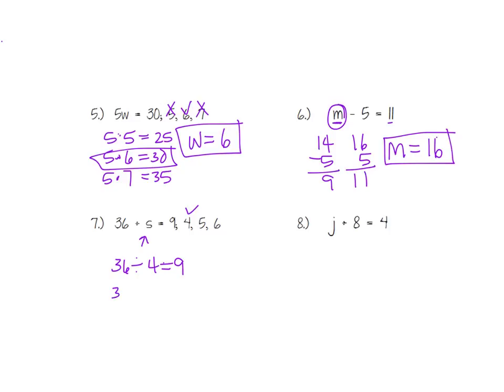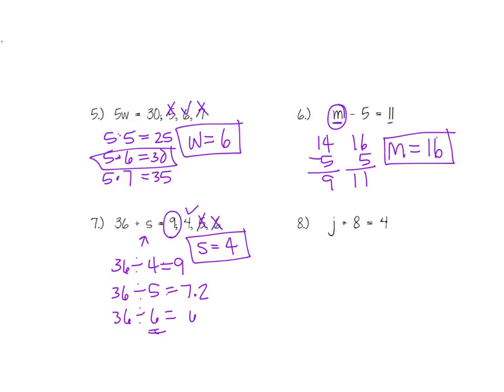36 divided by 5 will give me 7.2, and 36 divided by 6 will equal 6. So these two do not work for our equation to be true, so S is equal to 4. Now that 6, it is a true fact, but it doesn't have the same expression on the other side, which is what we want.